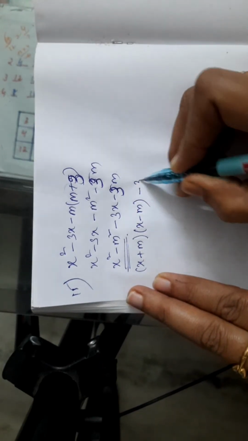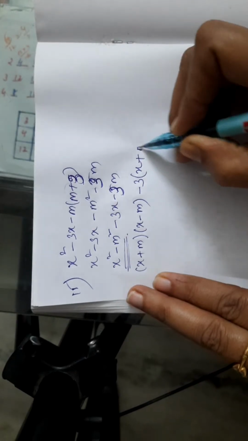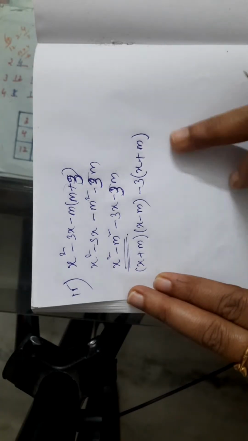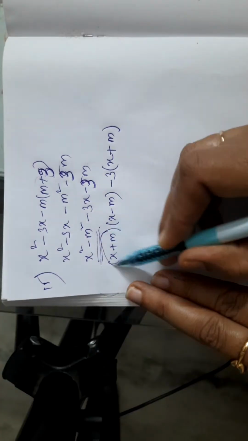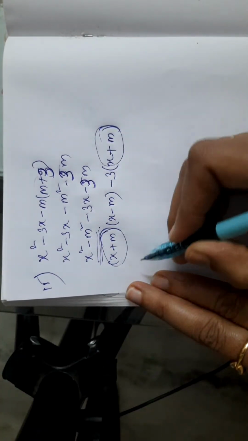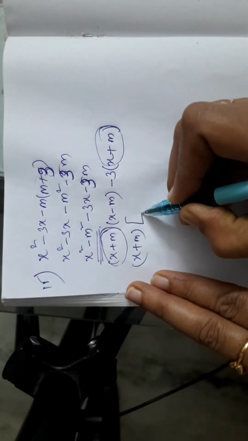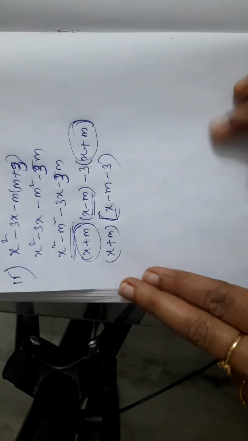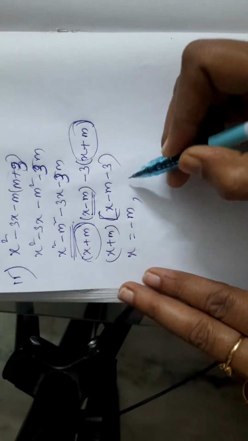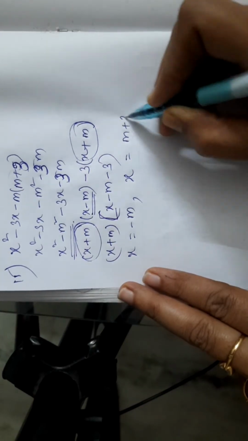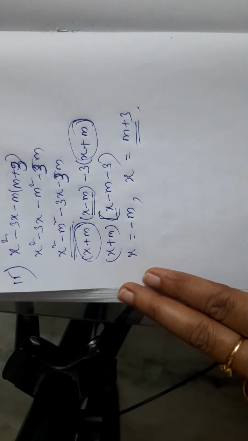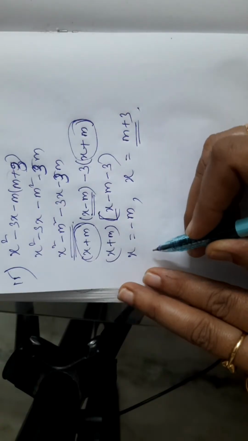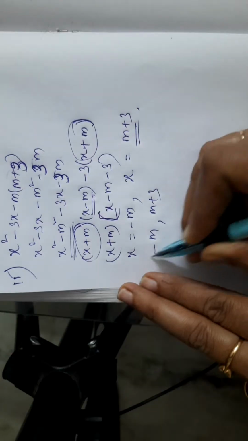Out of this, minus 3 can be taken common. So it will be x plus m. Now again, we can take x plus m as a common. So x plus m overall common. In the next bracket, x minus m minus 3. Okay. So value of x is minus m, or it is m plus 3. So the zeros are minus m and m plus 3.